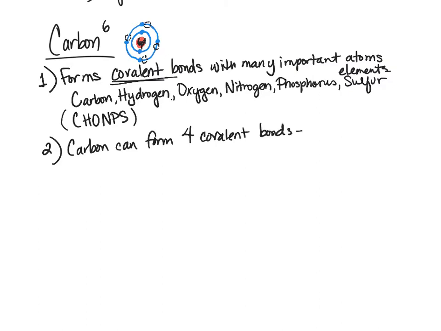So this gives us lots of options. I'll just write lots of options here. This gives us lots of options because when we're talking about filling this outer shell up here, remember it fills up with 8 total. And so it has 4, so it can either get rid of 4 or it can gain 4. And what it does is it gains 4 by way of covalent bonds.